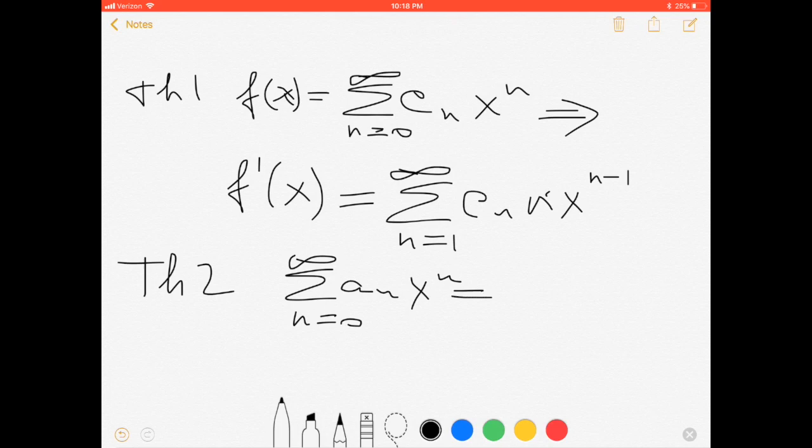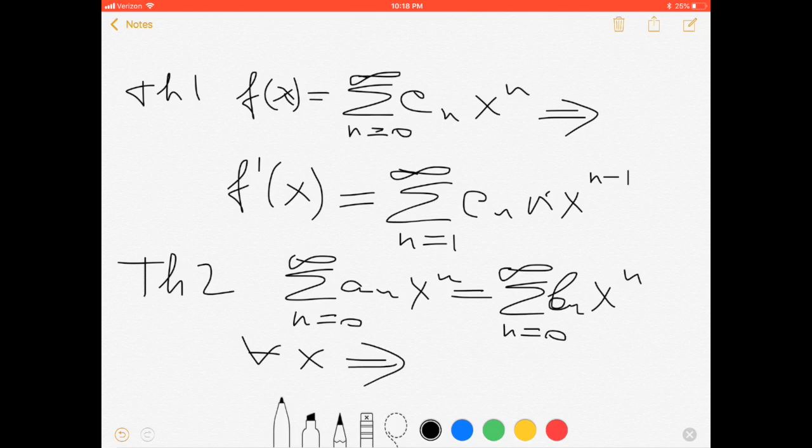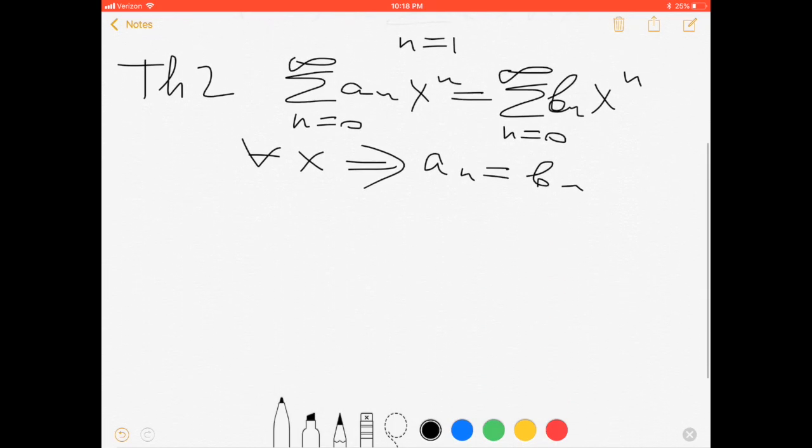and the series b_n x to the n equal, some different power series, for any x, this means our coefficients are equal.